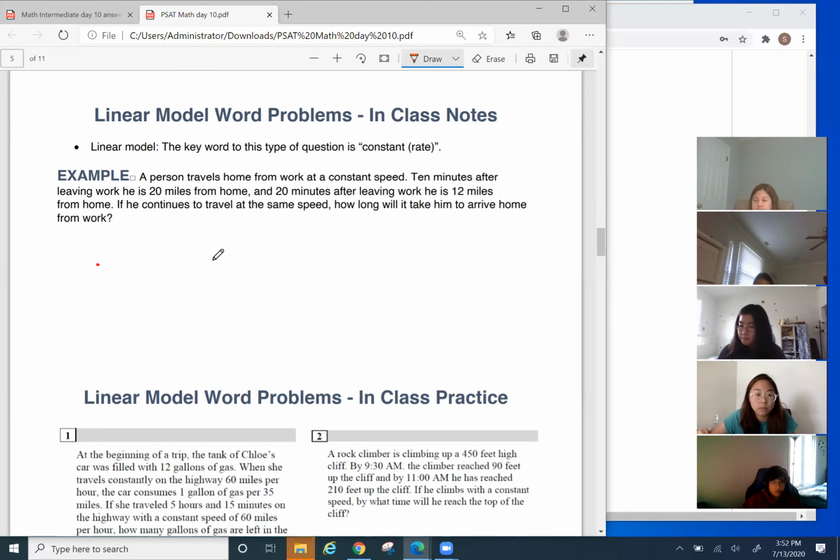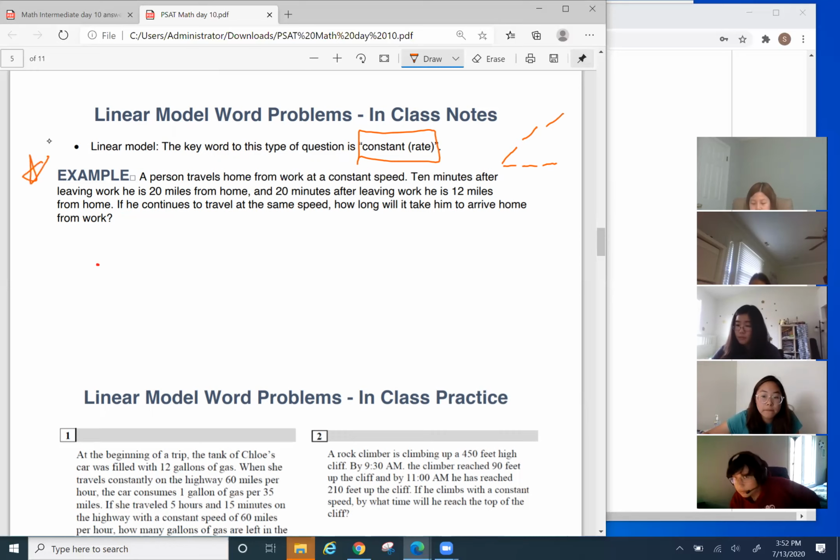Okay, so we learned the linear model, y equals mx plus b, and the keyword for the word problem for a linear model is the constant. So remember, when you increase every year, y goes up by the same amount, right? So the key word here is constant. In this type of word question, we're going to see the word constant. The example is really hard. Let's read it together.